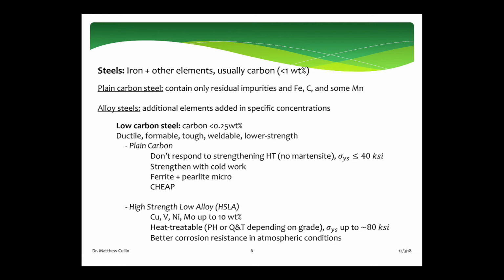They do strengthen with cold work. Typically, these have a mixed ferrite-pearlite microstructure. So when we polish them up, etch them, we'll be looking at ferrite grains and pearlite colonies. Since we didn't actually add anything to these plain carbon steels, they are really cheap.